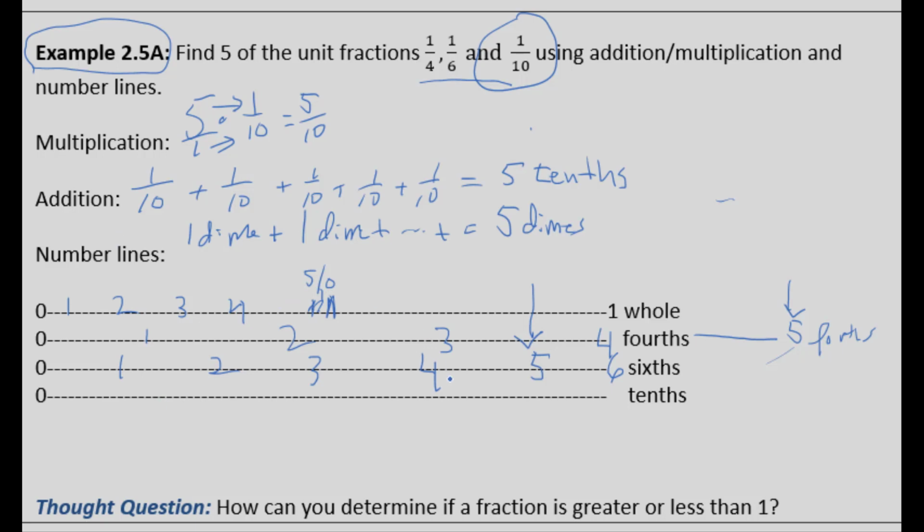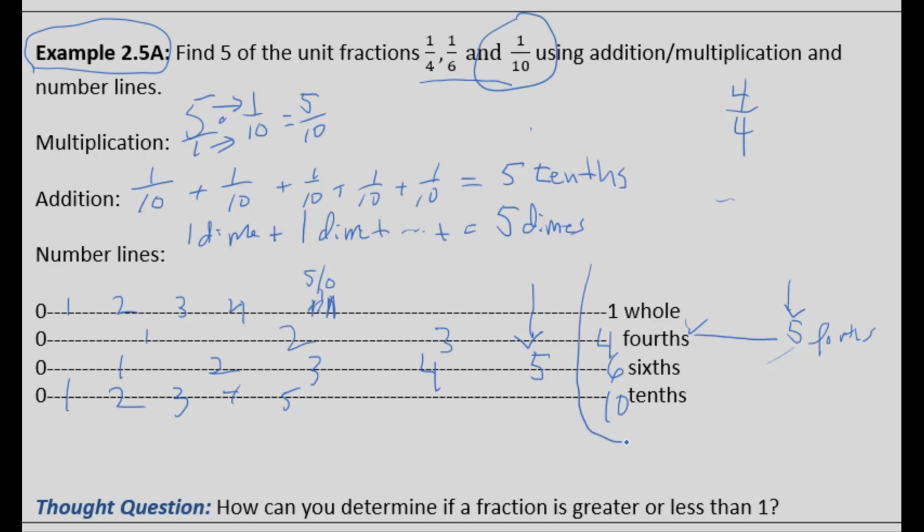How can you determine if a fraction is greater than or less than 1? Well, let's see what we know about 1. That was 1, right? Right here, 4/4. Oh, I should have put these tenths down here. Okay. Let me redo that. 1, 2, 3, 4, 5, all the way to 10/10.